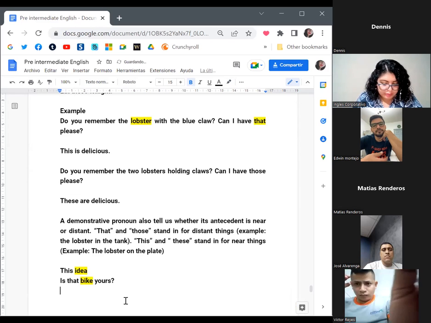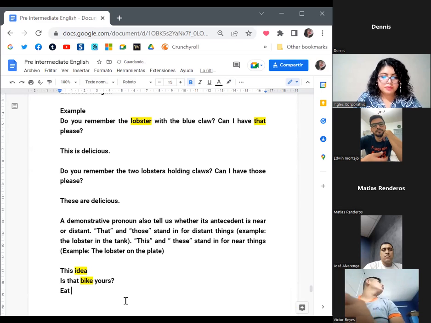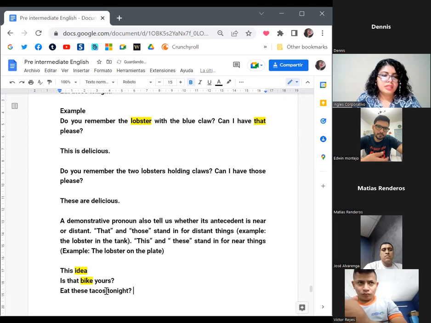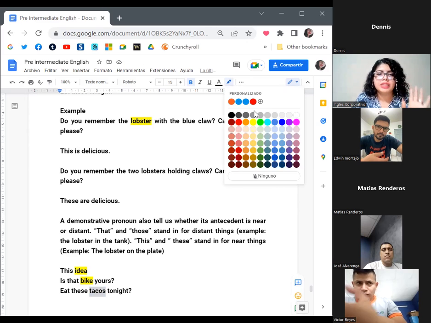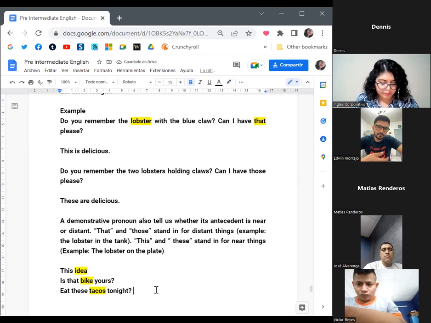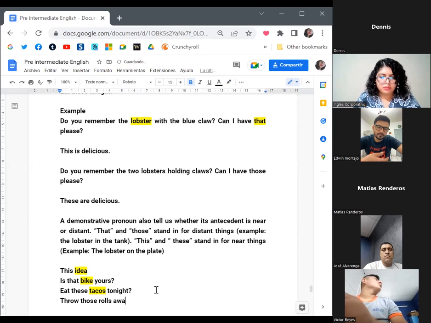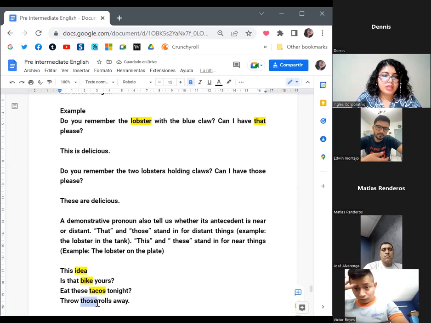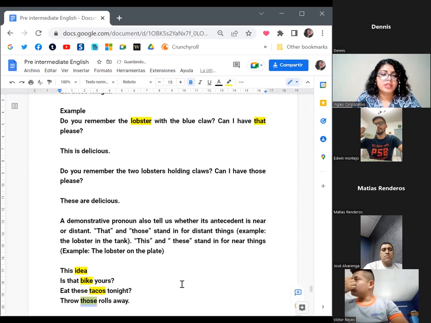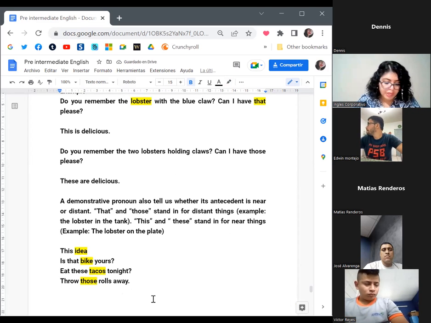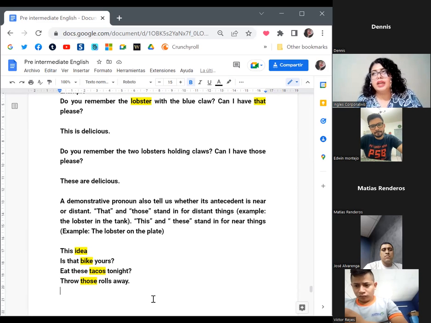Then we have, eat these tacos tonight. In this case, I am using plural, but that's it. I'm not changing anything in the noun. Then we have, throw those rolls away. So, as you can see in these pronouns, we are not going to change anything in the form of the noun because they are just to tell us if the things that we are talking about are singular, plural, near, or far.